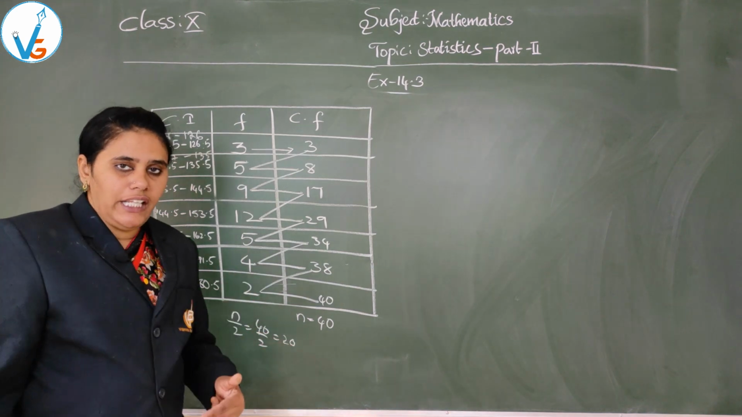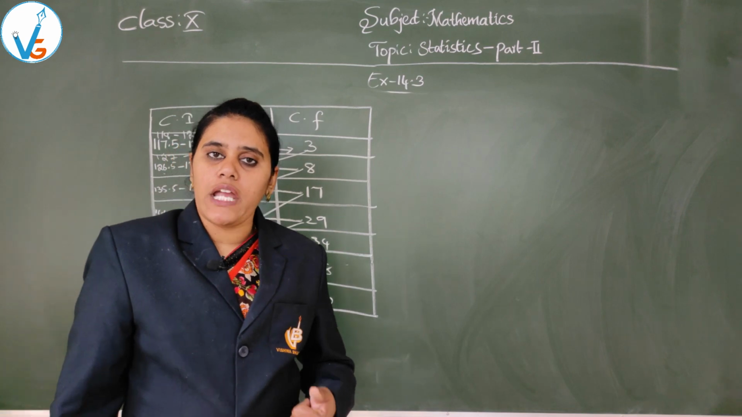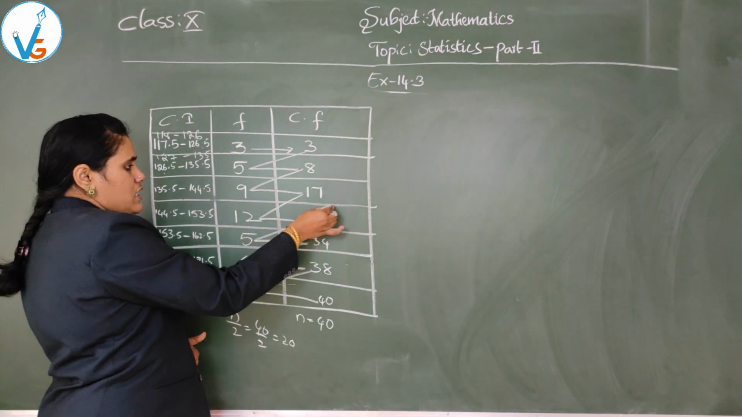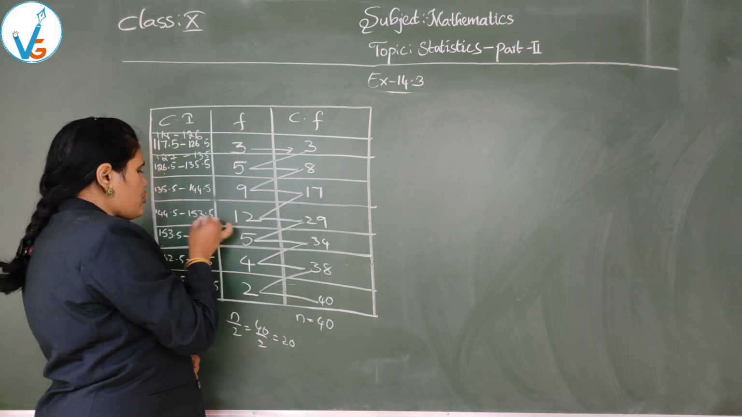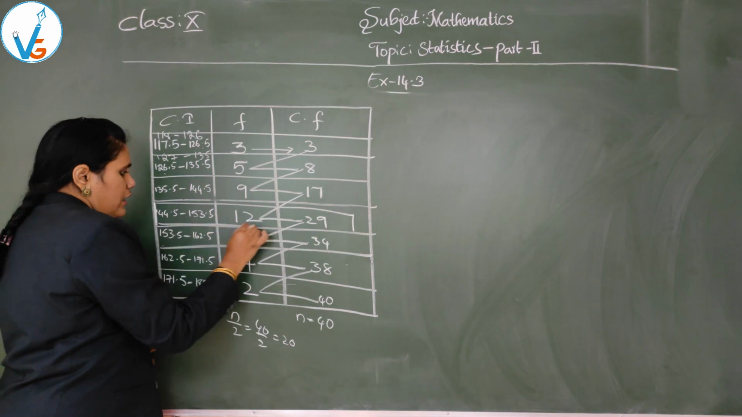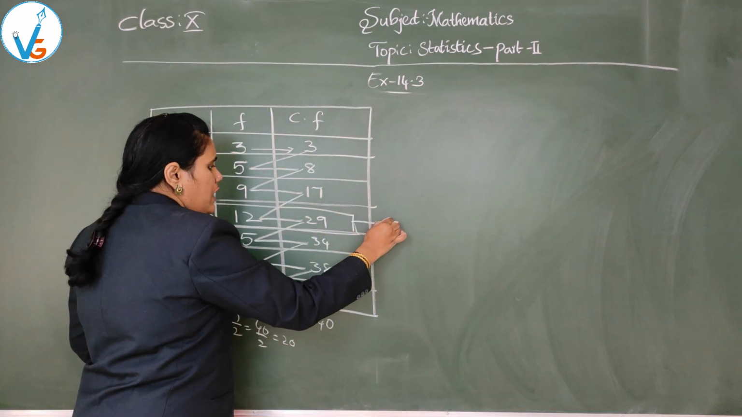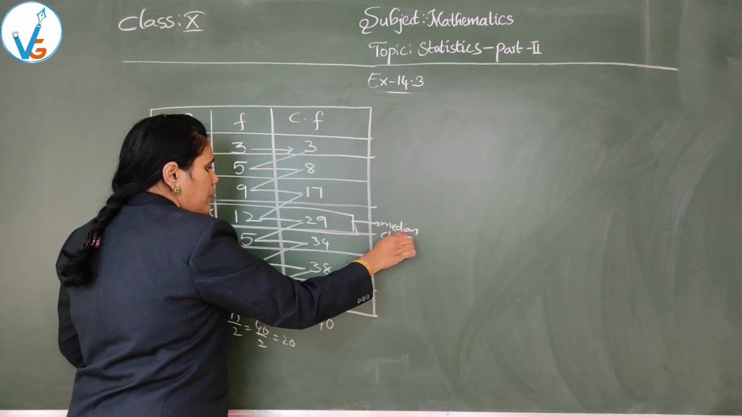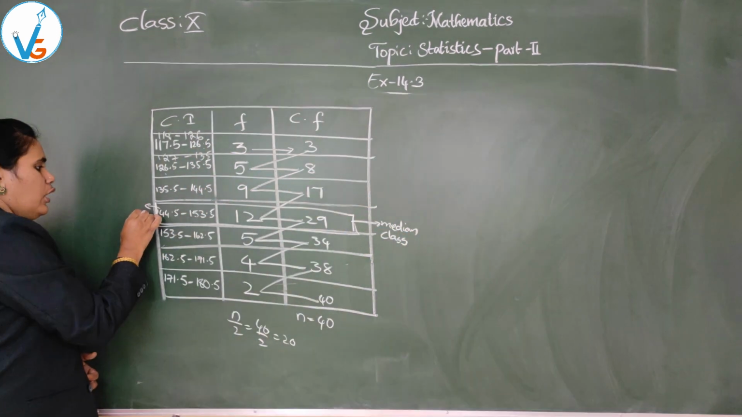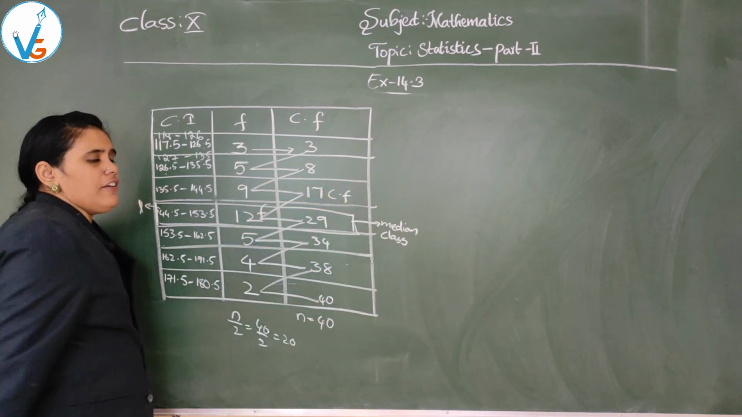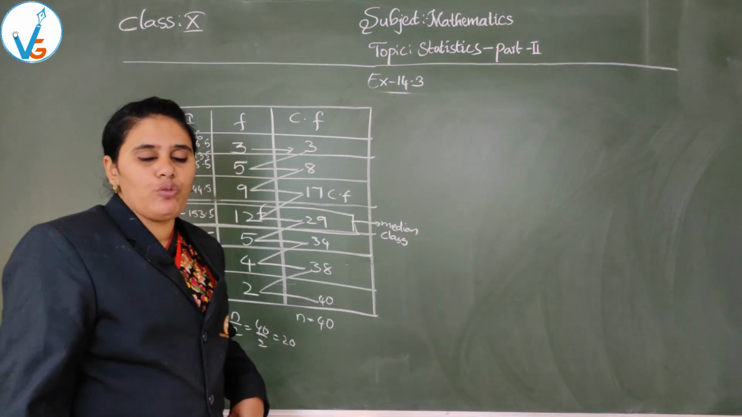After getting our 20, where do we have to check? We have to check in our cumulative frequency. In our cumulative frequency, here it is 17, here it is 29. So, it will come in this group. So, here you have to write this as your median class. Now, this is your median class and it is your lower boundary, it is your frequency and it is your cumulative frequency.